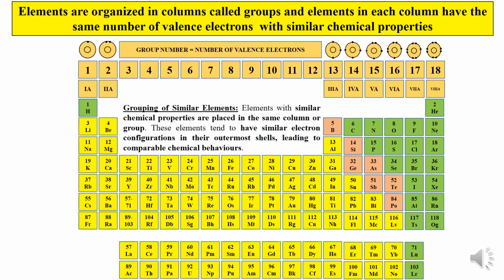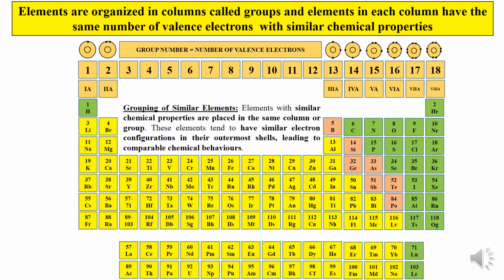Now I'd like to add a brief note about the grouping of similar elements. Now elements with similar chemical properties are placed in the same column or same group. These elements that are placed in the same column or group will have similar electronic configuration in their outermost shells, as I have just explained. And this leads to comparable chemical properties. So that is why elements in the same group tend to have similar chemical properties, because of their similar electronic configuration in their outermost shells.